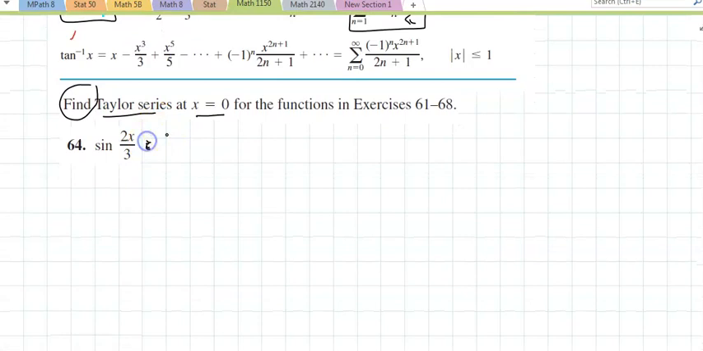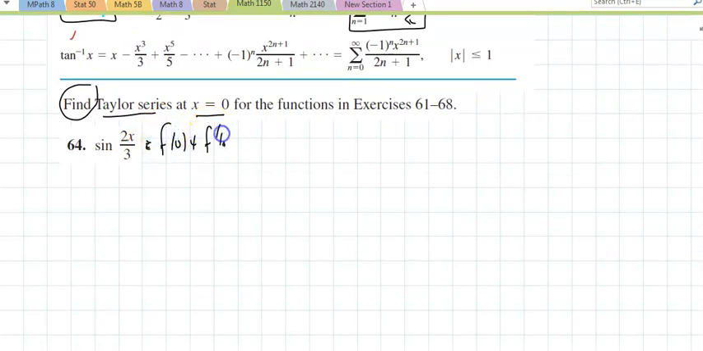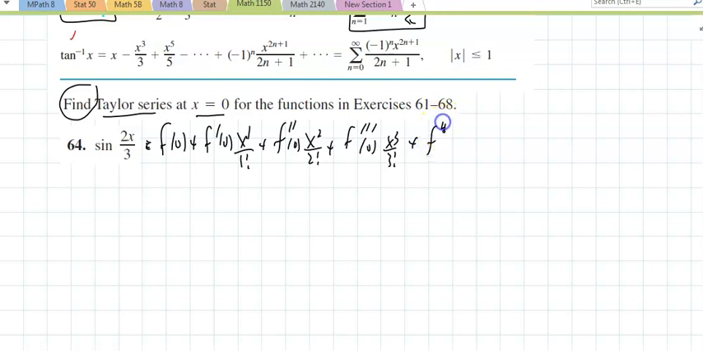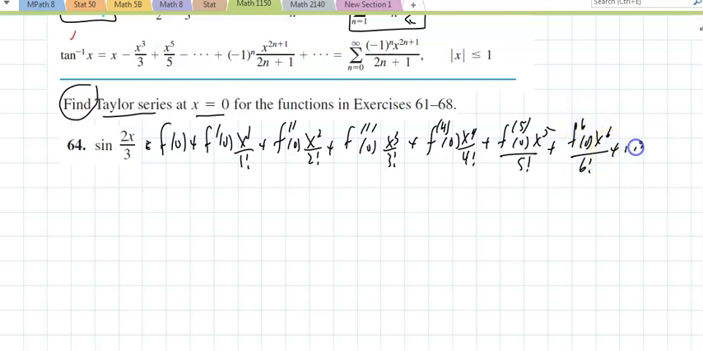If it says find, you're going to say that's f of 0 plus f prime of 0, x to the 1 over 1 factorial, plus f double prime of 0, x squared over 2 factorial, plus f triple prime of 0, x cubed over 3 factorial. We know we need to list a bit of those because they're going to cancel out at 0, right? Sine and cosine. So maybe 6 or 7 of those. Otherwise, normally I need 3 or 4. And the list goes on. So I need to know where those are.